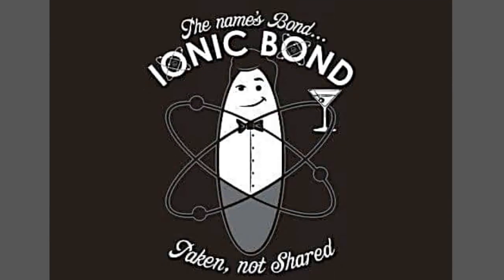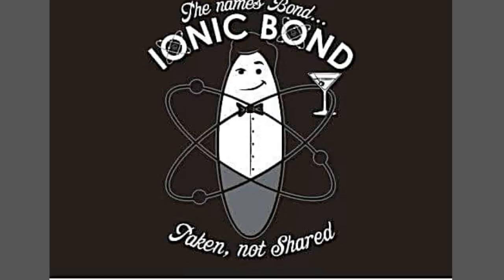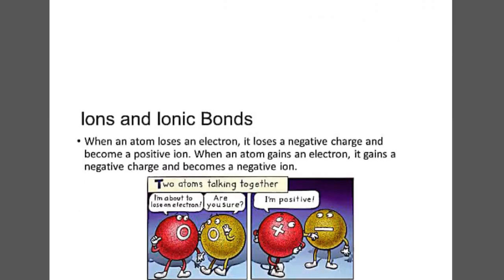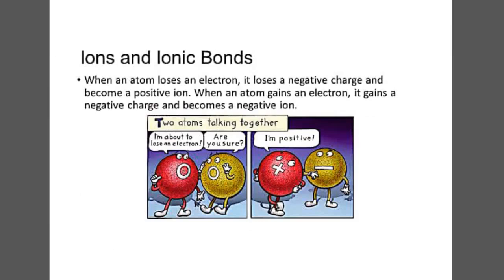So here, as we have discussed just now, the name is bond of this particular bond, and it's taken and not shared, as in the case of the covalent. So let us see how these ions and ionic bonds are formed. From the name itself, you can understand ionic bond, which is also termed as electrovalent bond.